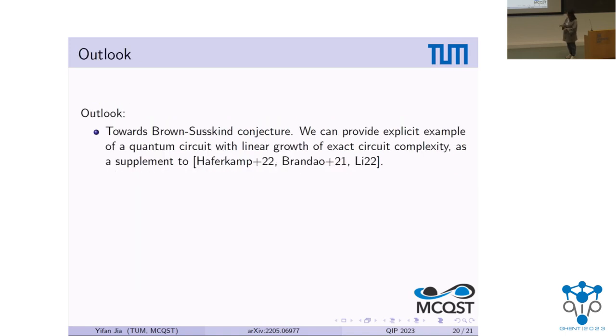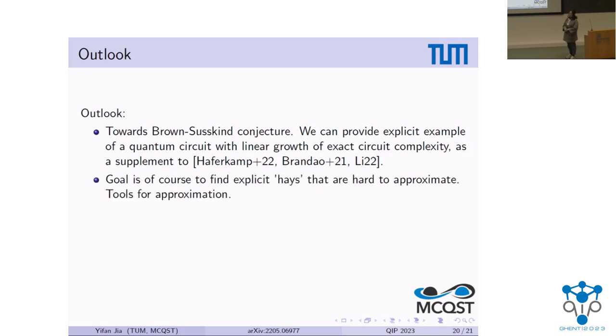And so as an outlook, a very natural application is we can construct also explicit examples of quantum circuit with linear growth as a supplement to some arguments towards Brown-Susskind conjecture. And of course, the final goal is to try to find some intrinsic property that is stable under perturbation, but this sounds to be very hard. However, we still put it as a goal here. Maybe sometime we reach, right?